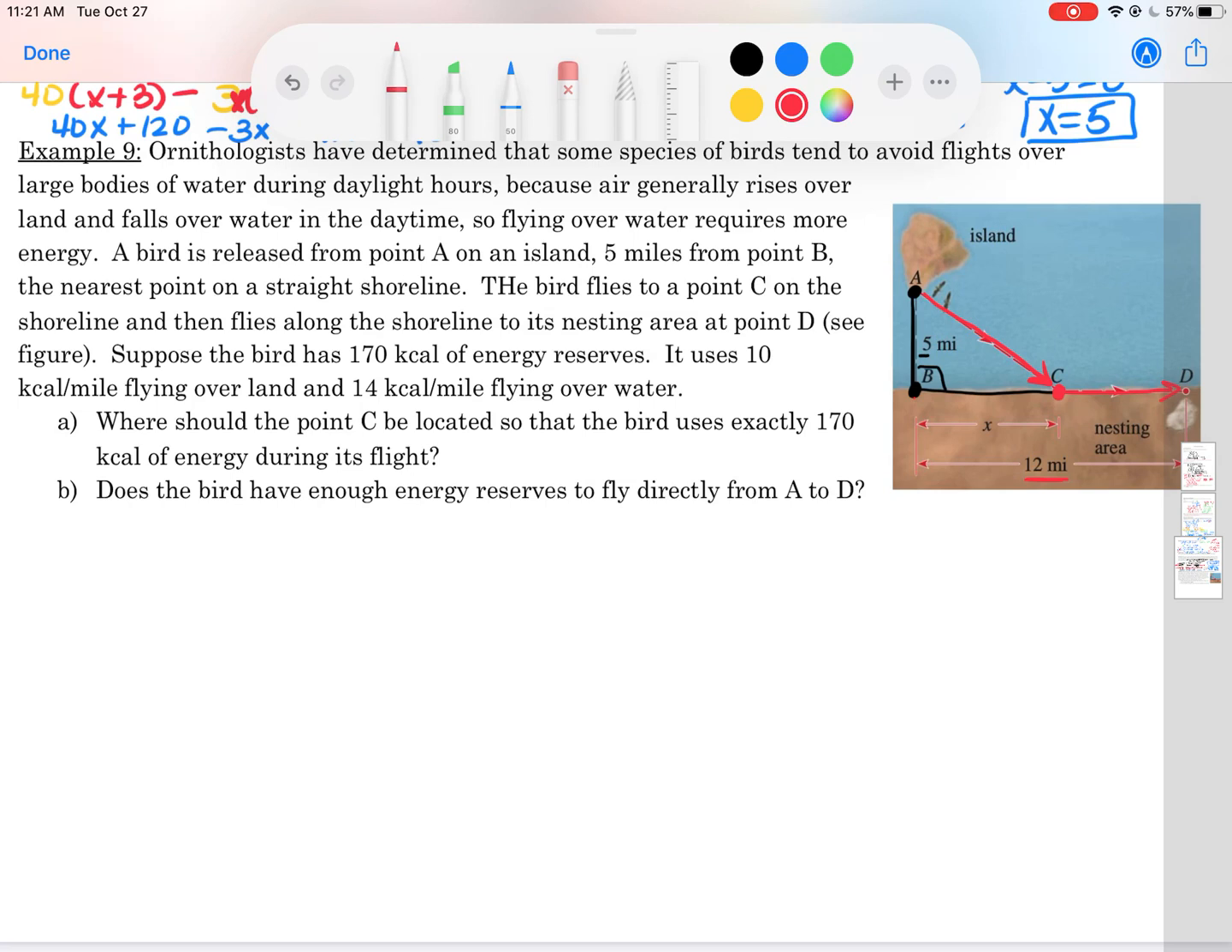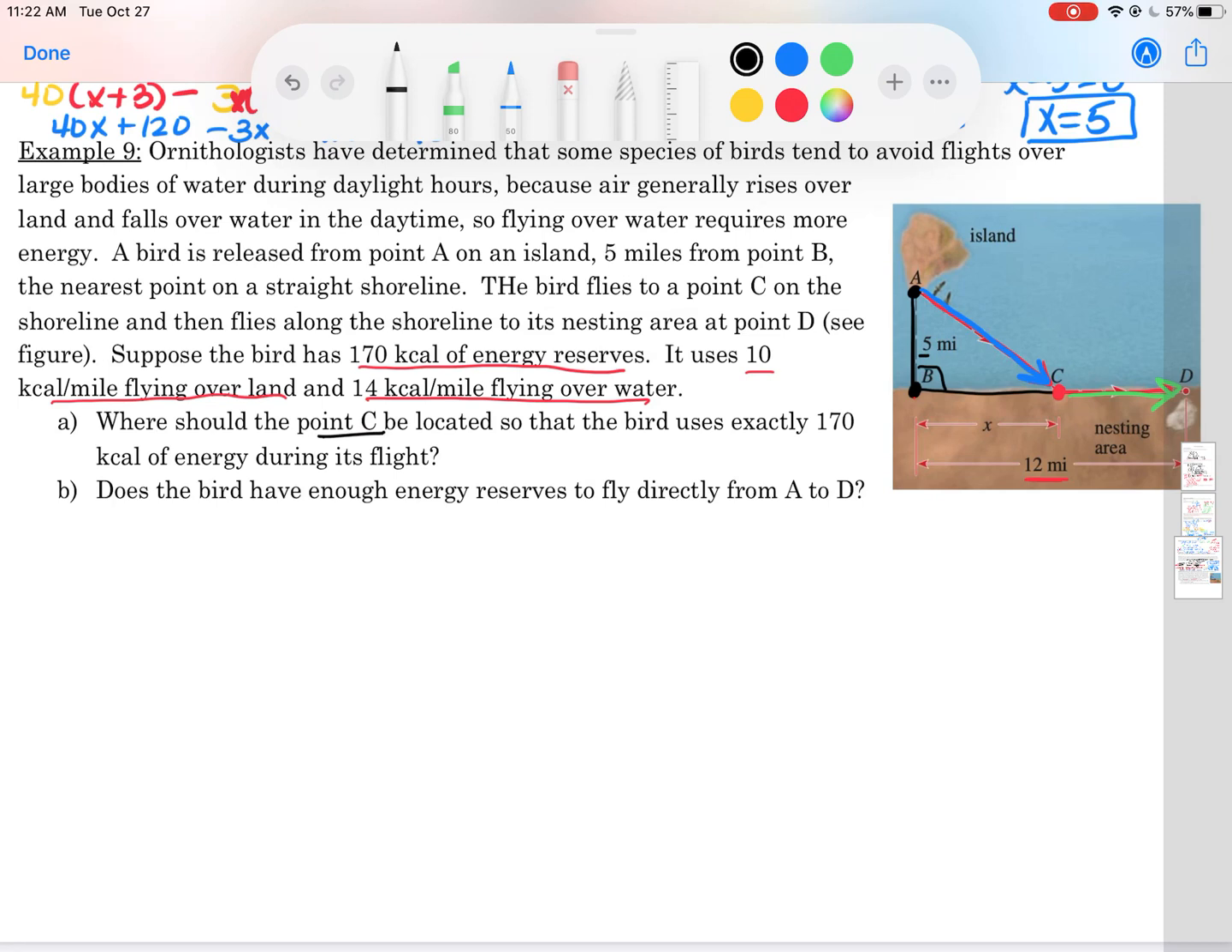Okay, so the next thing we see is that the bird has 170 calories of energy reserved, kilocalories, and then it uses 10 kilocalories to fly over land and 14 to fly over water. So we see this blue part right here is really our over the water, and we can put green, I guess, for our land. So that's something to keep in mind, that it's going to take a different amount of calories depending on what we're flying over.